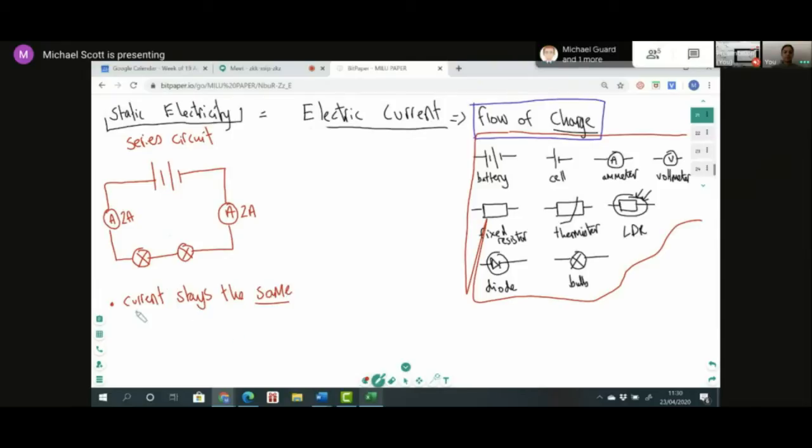Now, remember what we said about current? Current is just the flow of charge. So within this series circuit, the flow of charge will be the same at any point in that circuit. For example, I could put an ammeter at the top here, I could put an ammeter here, and it would still read 2 amps. And this one would still read 2 amps, because current does not change in a series circuit.